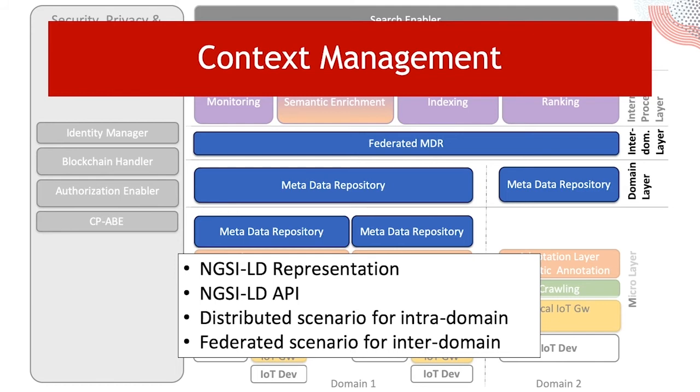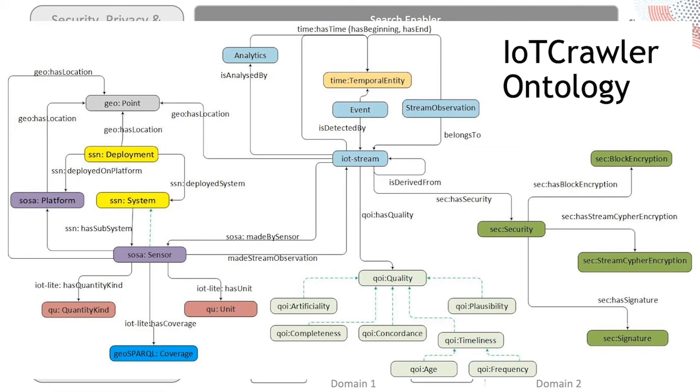With the goal of representing IoT information, we have also defined a specific IoTCrawler ontology, which is the one that you can see. The central concept in this ontology is the IoT stream, which we can see in the center of the diagram in blue. This is linked to different entities such as source sensor, a geographical point, and also events related to the stream observation. Quality of information is also considered through the completeness, concordance, and timeliness properties. Finally, security is also addressed by introducing integrity properties such as the signature and also privacy by using encryption.